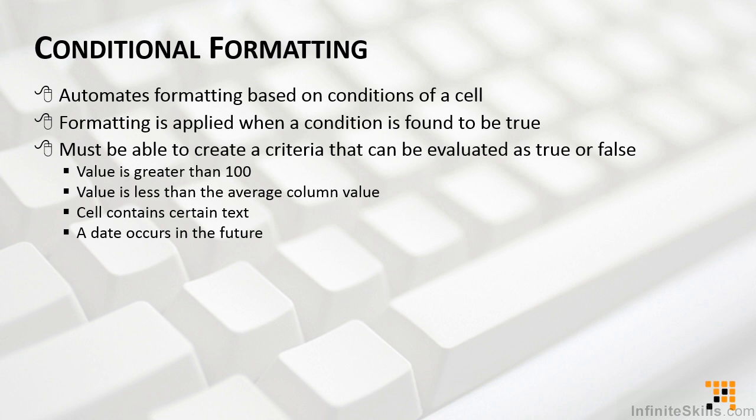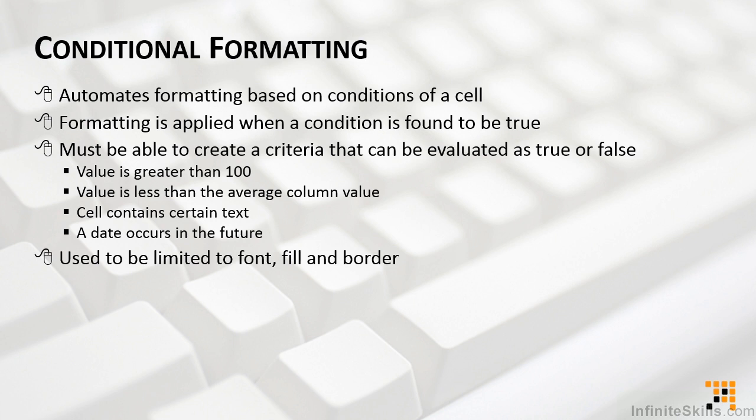For example, you could say if the value of a cell is greater than 100, or if the value of that cell is less than the average of the column values in which this cell exists. You could also say maybe if a cell contains certain text, or if a date occurs in the future. All of those things can be evaluated as either being true or false. With conditional formatting, if they're evaluated as true, then the formatting will be applied.